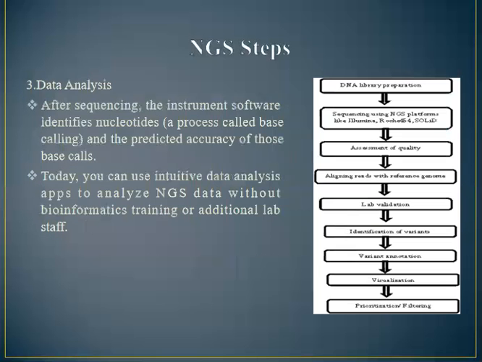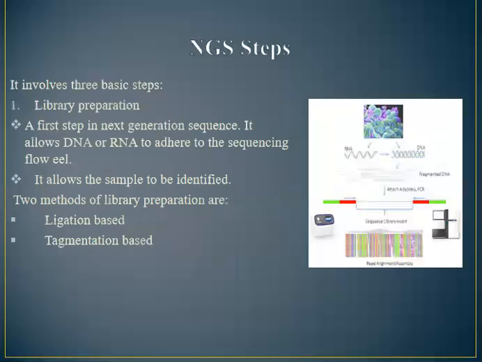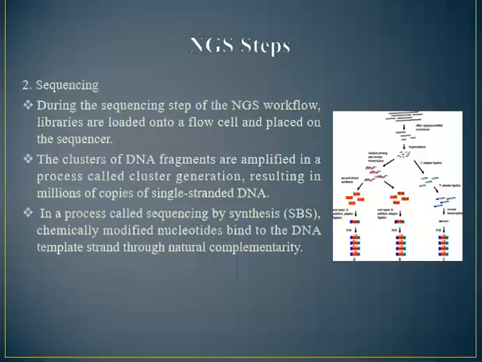In sequencing by synthesis, chemically modified nucleotides bind to the DNA template strand through natural complementarity. Each nucleotide contains a fluorescent tag and a reversible terminator. The fluorescent signal indicates which nucleotide has been added. After reading the forward DNA strand, the reads are washed away, and this process is repeated for the reverse strand. This method is called paired end sequencing.